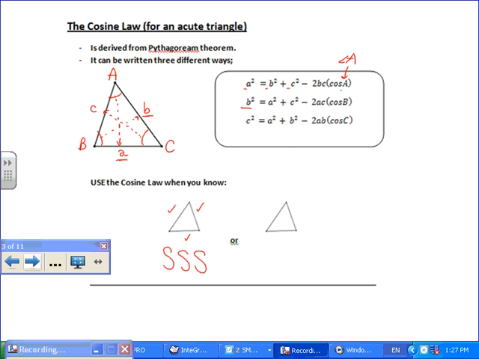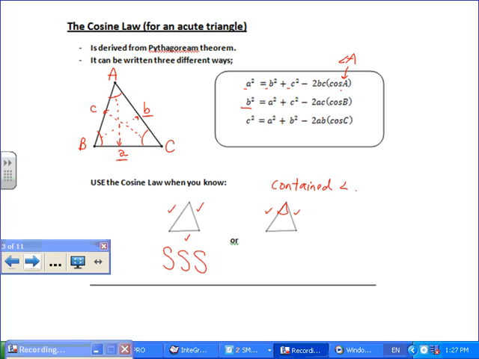Okay, the other time we can use it is when we have a side and another side, and the angle that we have is a contained angle. So this is when we have a contained angle, meaning it's in between 2 side lengths. This will allow me to use cosine law.